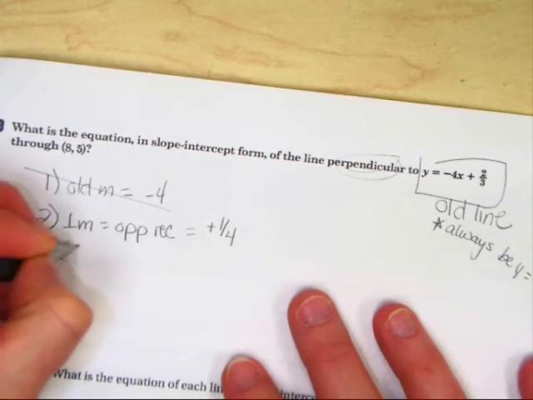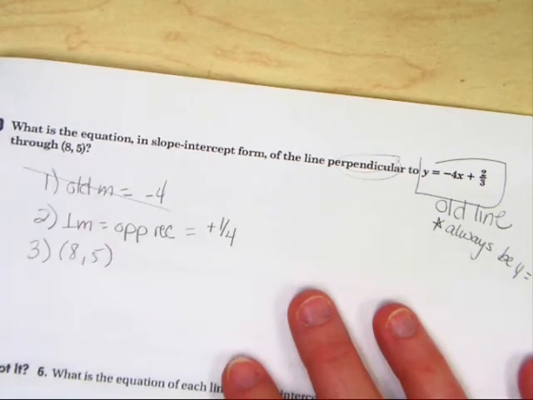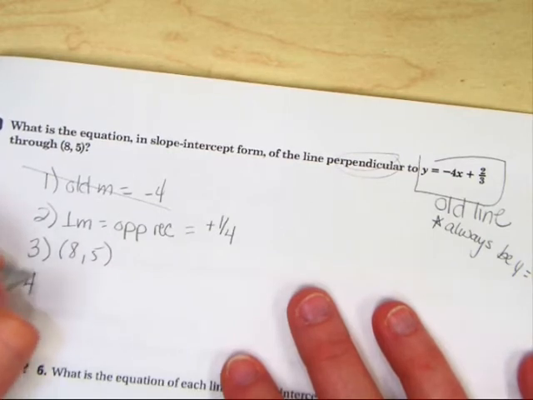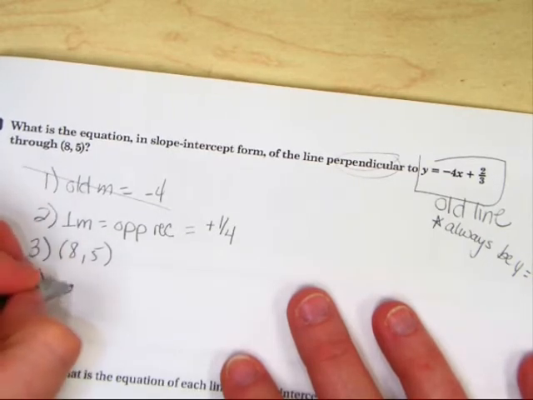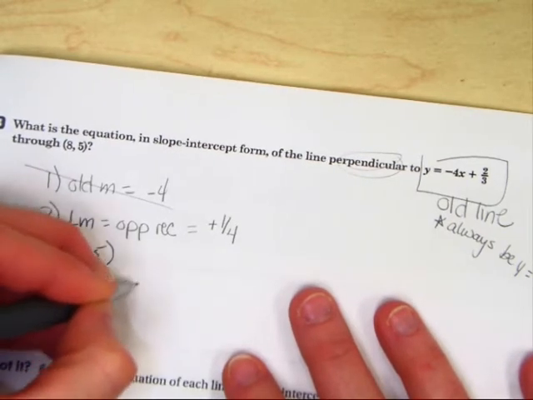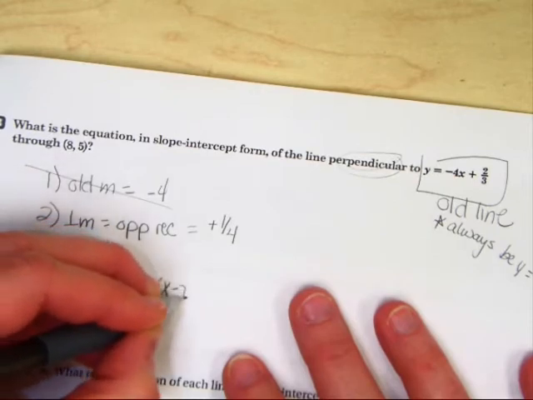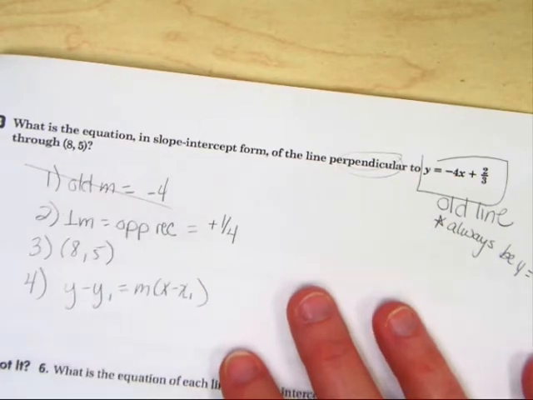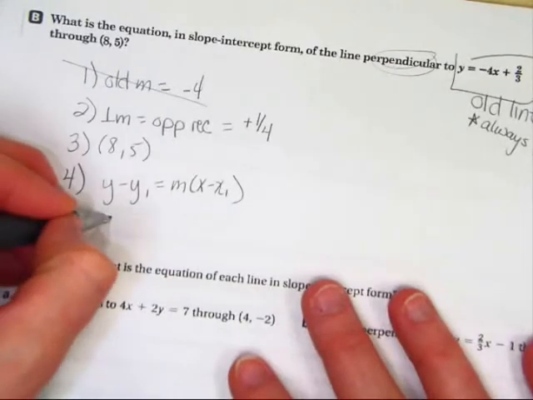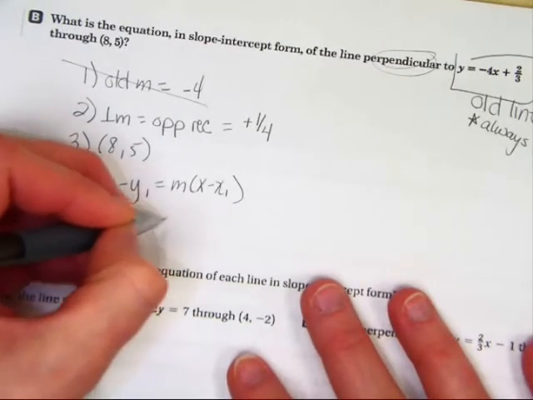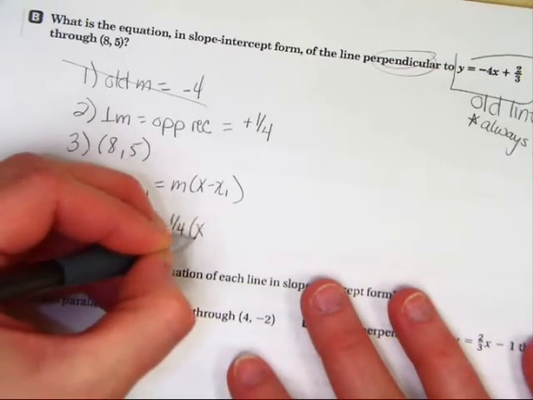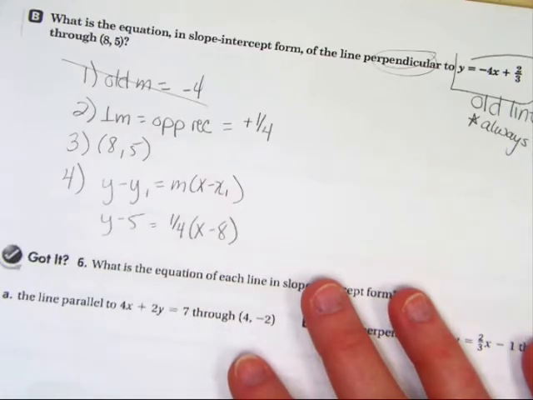Step 3, you'll label your new information, 8, 5. In step 4, you use whatever you want. I like y minus y1 equals m times x minus x1. And I plug in accordingly. So that's y minus 5 equals 1 over 4 times x minus 8.